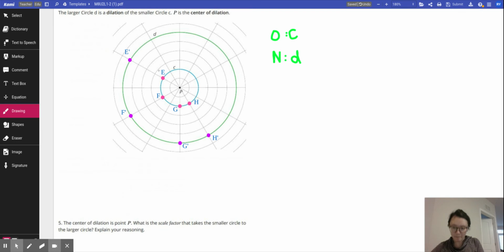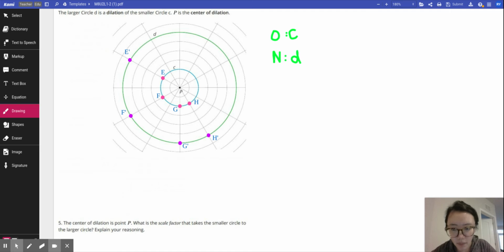Okay, now let's look at the question right here at the bottom. It says the center of dilation is point P. So we know point P is right here, right? What is the scale factor that takes the small circle to the larger circle? Explain your reasoning. So it's really asking, what is the scale factor? How do we get from the pre-image to the new image? Go ahead and pause here and see if you can figure it out for yourself.